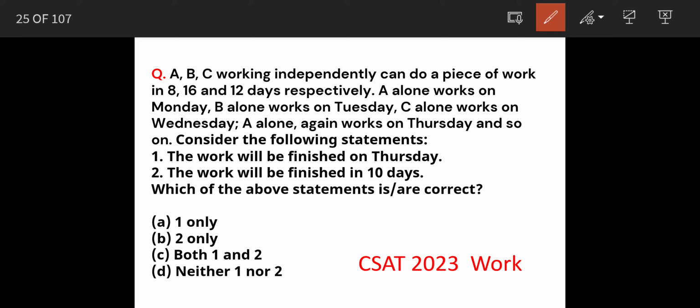The question is, there are three people, A, B, C, and if they work independently to do a piece of work, then A will complete this work in 8 days. If B alone is working, he'll take 16 days, and if C alone is doing, then he'll take 12 days. Now, they are working in a cyclic manner. Monday A is working, Tuesday B is working, and Wednesday C is working. And then this cycle repeats. So in this manner, how many days will they take to complete the work? We are given two statements and these are the options. So we'll solve the question.